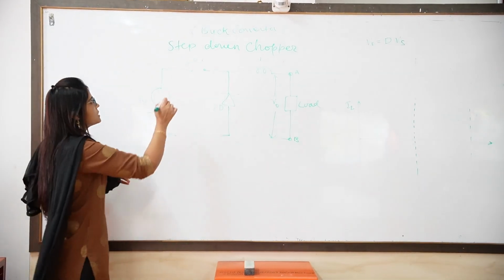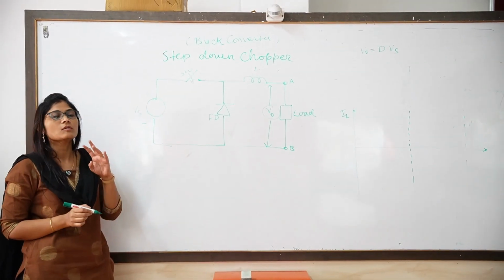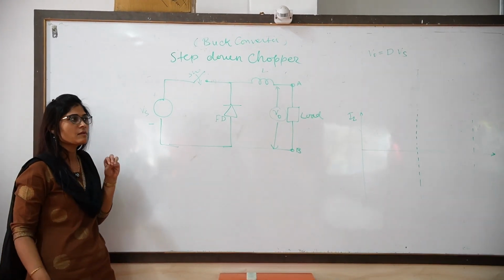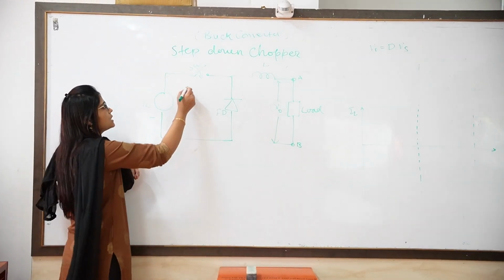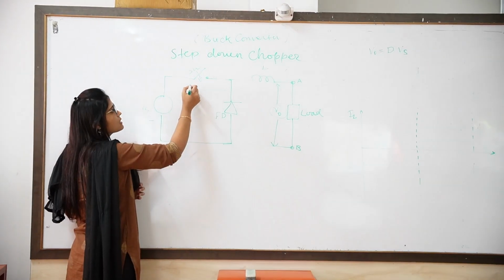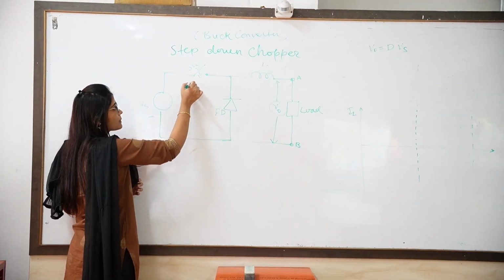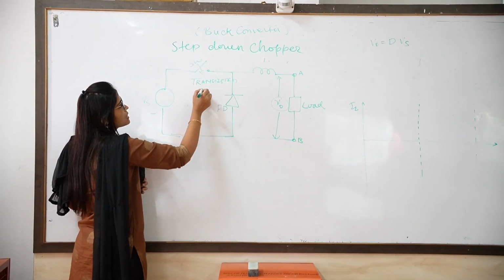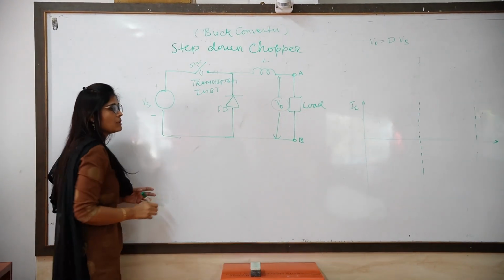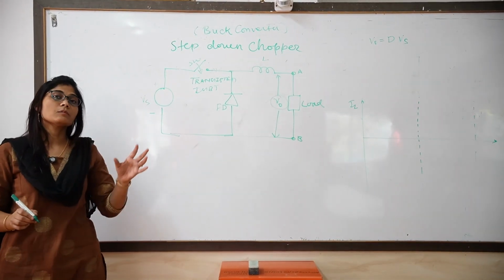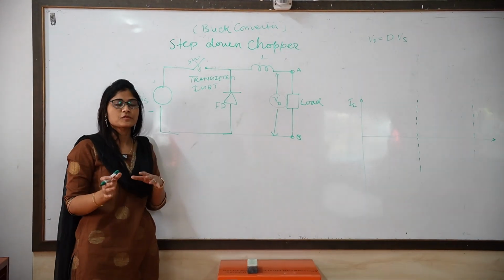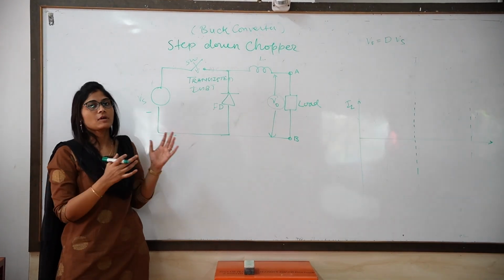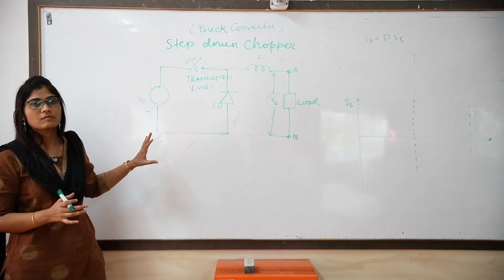Instead of this switch, we can use any device like IGBT, MOSFET, GTO, or any transistor. For our particular practical, we are going to use an IGBT. As it's a switching device, it will turn on or off. So during the on position, how much output are we getting? When it turns off, what will the output be? That we are going to see. This is the practical which we are going to perform.